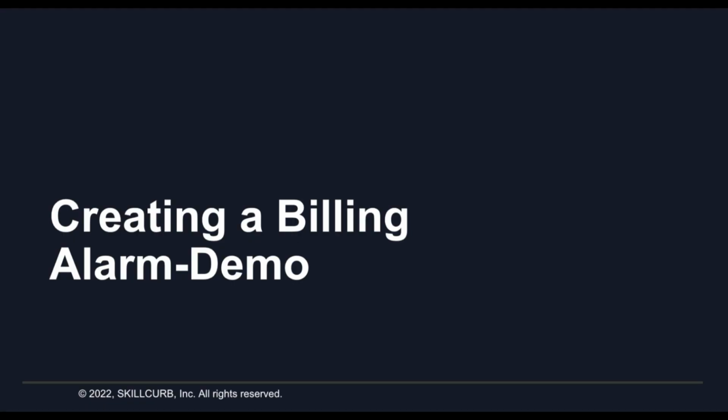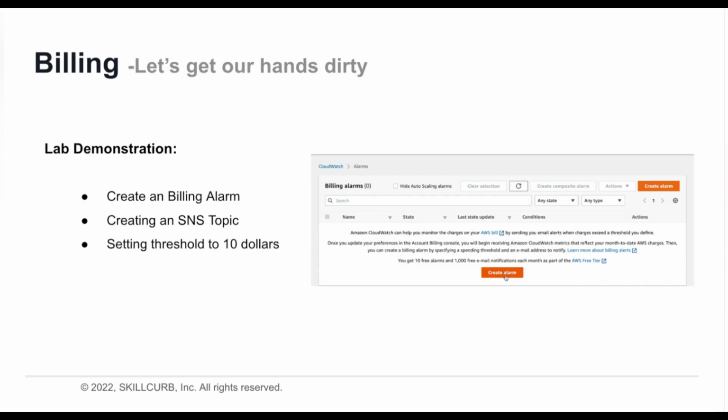Creating a billing alarm demo. In this lab session, we will be creating a billing alarm, we will be creating an SNS topic, and we're gonna set up our threshold to $10. So a billing alarm is basically an amount that you set. Let's say it's going to be $10, and it will send you an alarm as soon as your AWS bill goes over that for the month.